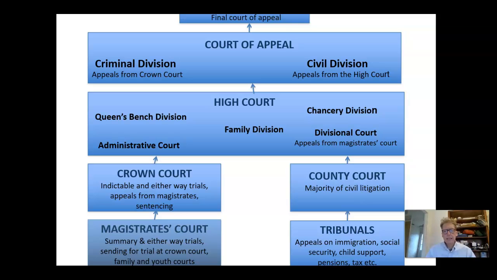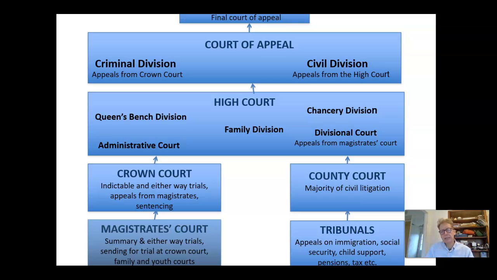So you remember there's a hierarchy of courts, and up the left-hand side there you can see the criminal hierarchy from magistrates as the lowest level of court in the hierarchy, and every case starts there. Even the most serious cases, murders, etc., will all start in the magistrates' court, but if they're indictable, they'll go on up to the Crown Court.